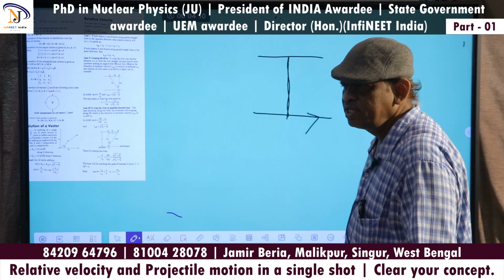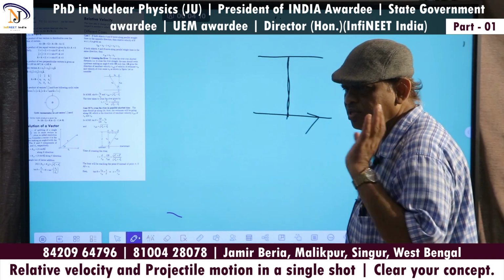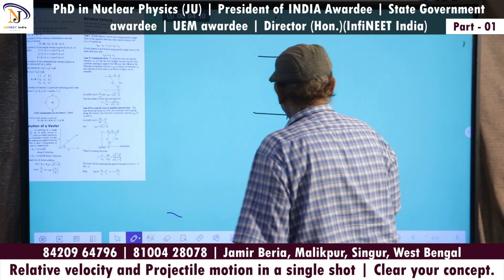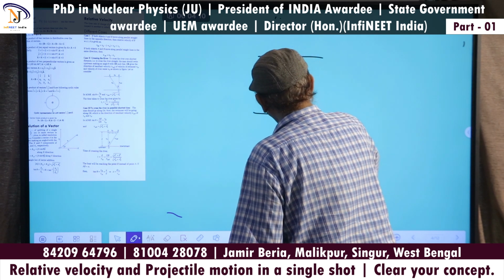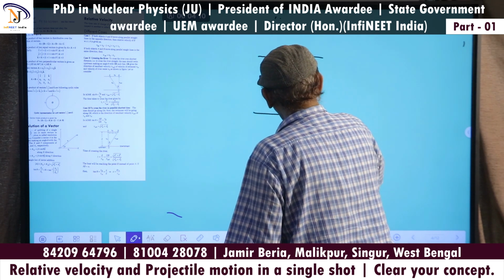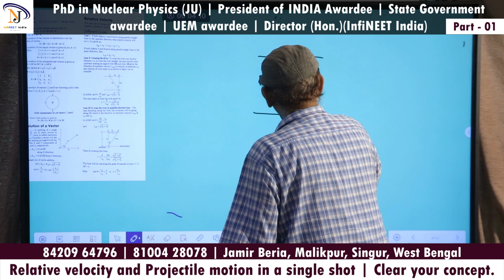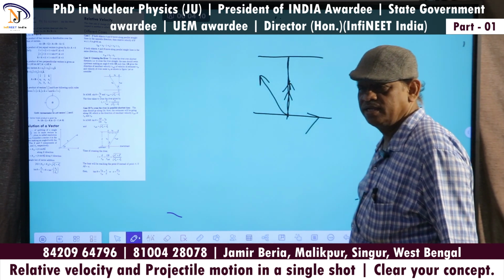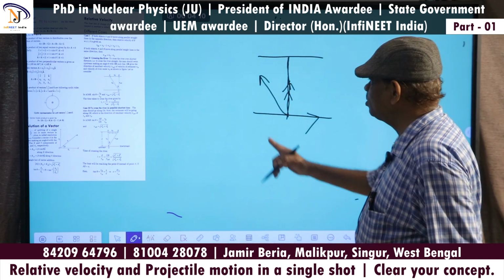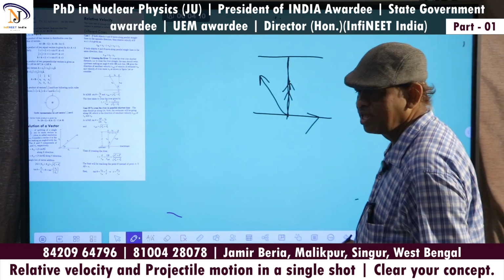The river flows, that is, the water of the river flows in this direction. Then in which direction do you have to move? You have to move in this direction. The resultant will be in between the two, and this is the resultant. Okay, it is very easy. I am not solving that one; I am solving another way.